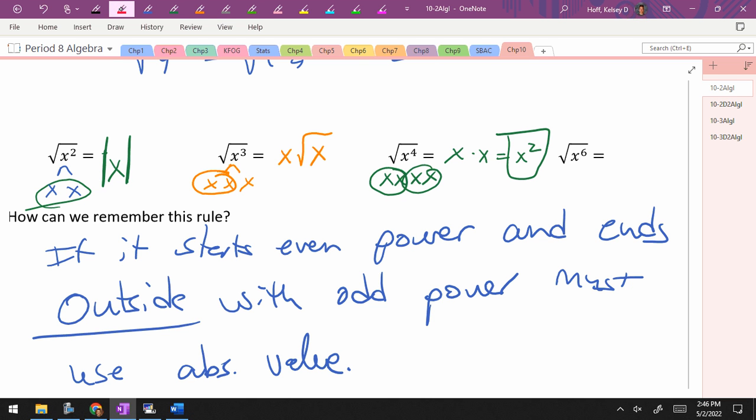I don't know about you guys, but I don't want to write out if they give me an x to the 12th, or even in this case where they give me an x to the 6th. So think to yourself, I have 6 x's lined up. How many groups of 2 am I going to have? 3. Are there any leftovers? The leftovers would stick inside the square root, but I don't have any leftovers. But check. Did you start with an even power? And on the outside, is it odd? You have to have absolute values on that one.